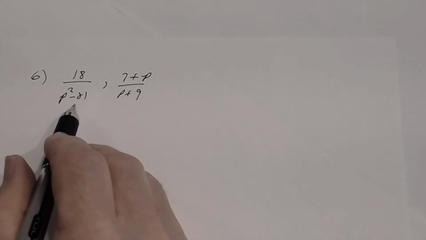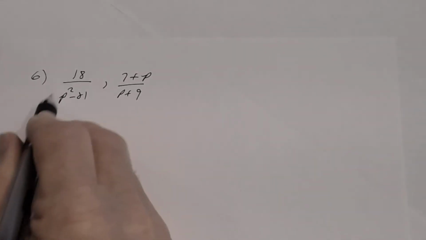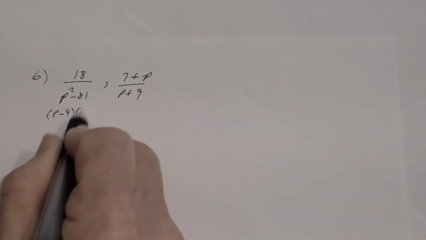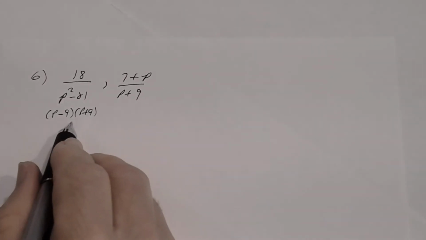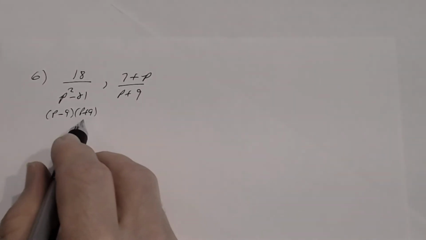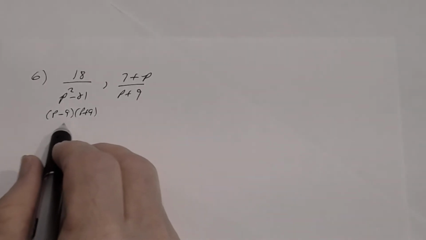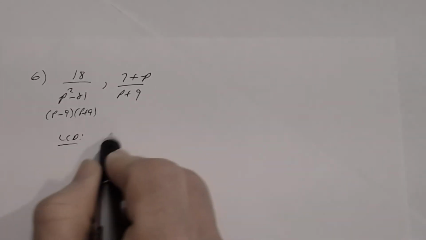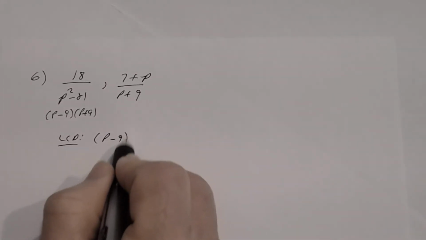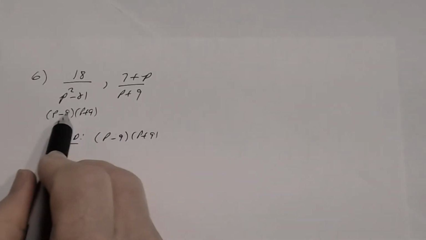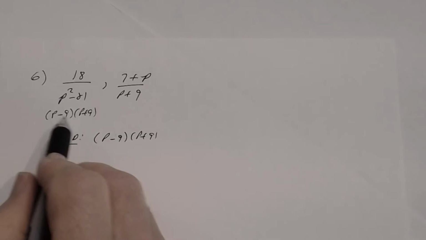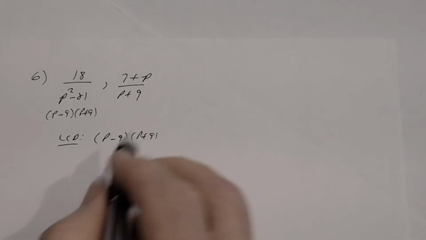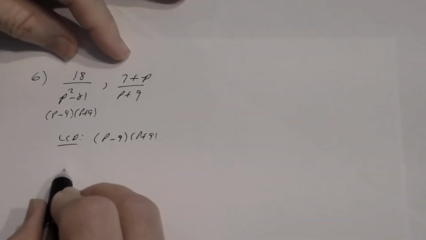I have to first of all find the LCD. So let's factor this. This is the difference of two squares, so p minus 9 times p plus 9. So that's kind of like the one we just did. So I'm going to get the LCD to be p minus 9 times p plus 9, because remember, you have to use every factor you see. Notice there's only one factor of p minus 9, and only one factor of p plus 9. So I'm going to write equivalent fractions using that. That's the same one we just did a while ago.